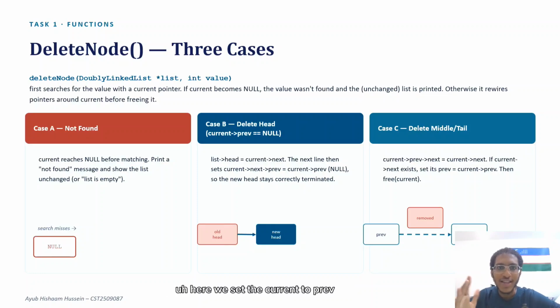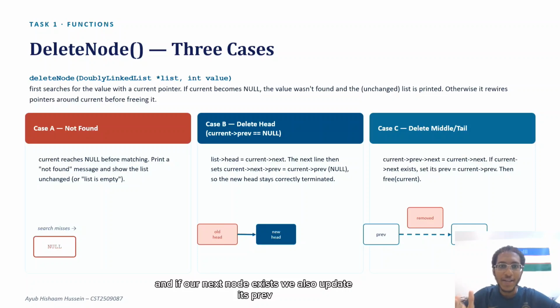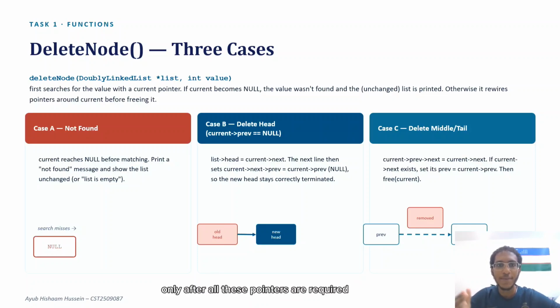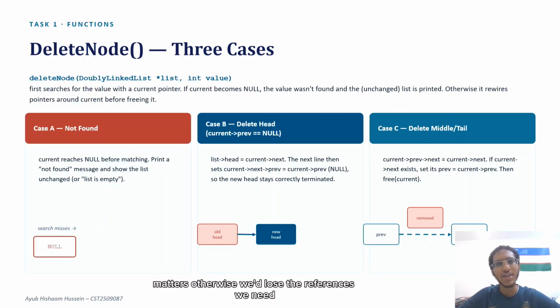Here we set current->prev->next to current->next, and if a next node exists, we also update its prev to point back correctly. Only after all these pointers are rewired do we call free(current). That order matters. Otherwise, we lose the references we need.